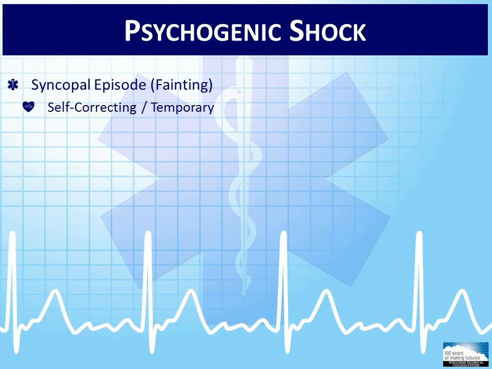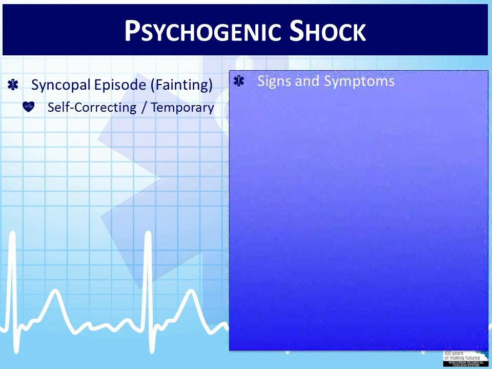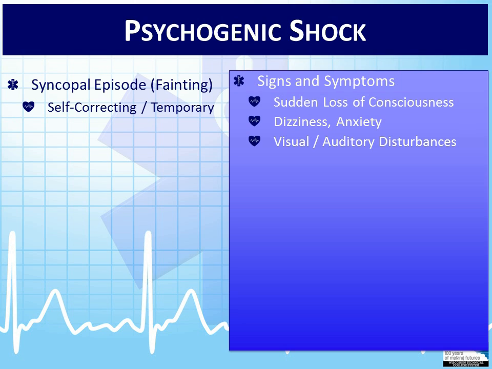The activation of the sympathetic nervous system then triggers a subsequent reflex vagal reaction. The rapid constricting and dilating of blood vessels can create a temporary relative hypovolemia, reducing blood flow and subsequent oxygenation to the brain. Signs and symptoms associated with this type of shock may include a sudden loss of consciousness, fainting, or something less drastic such as dizziness, anxiety, loss of vision, or loss of hearing. Pallor, diaphoresis, thready pulse, and low blood pressure may also be present.